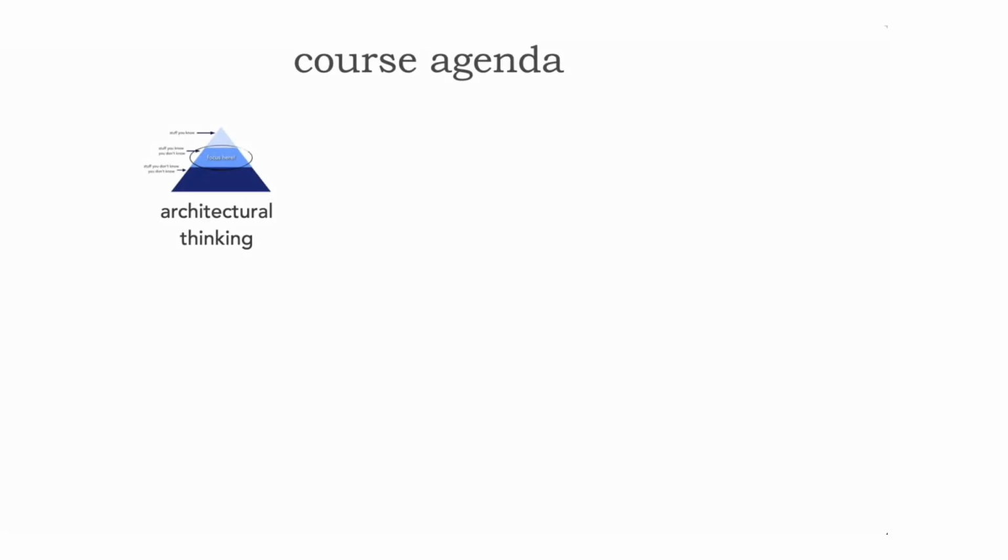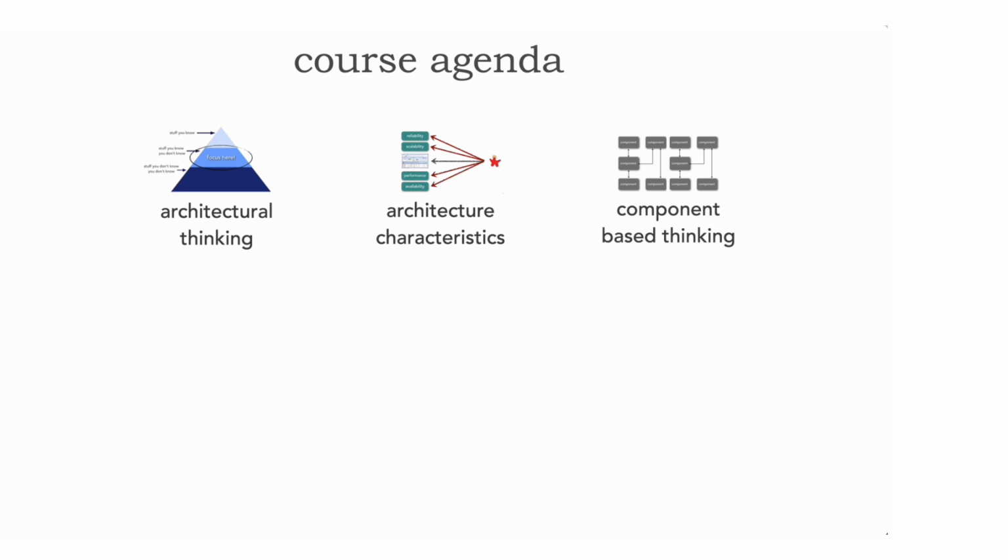In this course, I will cover architectural thinking, what it takes to think like a software architect, architecture characteristics analysis, determining the entities of software architecture, component-based thinking, how to do logical component design, architecture characteristics analysis plus logical component design, the two aspects of structural design and software architecture that lead you to choosing the appropriate architecture style, which is our next section of this workshop.